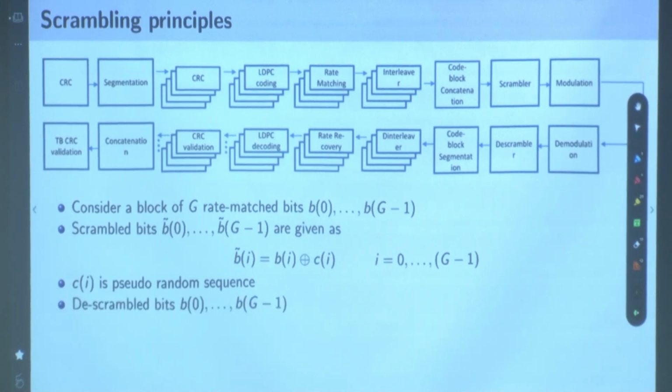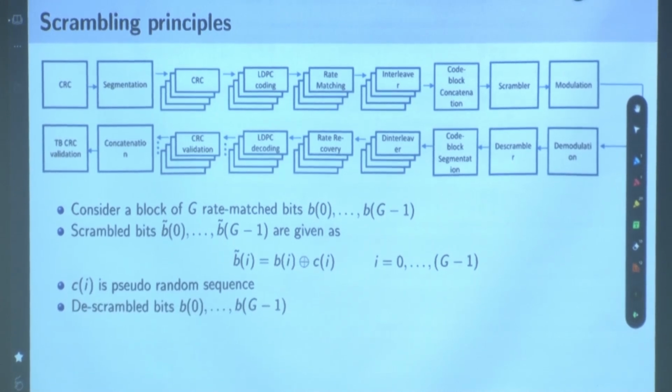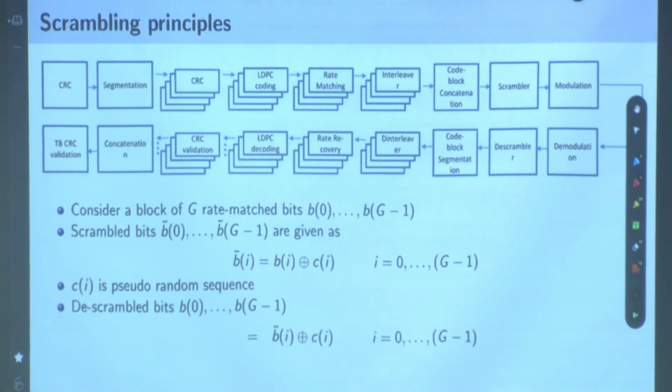Now you not only need this code at the transmitter, but you exactly need to know this code at the receiver also, because how are you going to descramble these bits? You are going to get this scrambled sequence, and then you are again going to scramble it with the same sequence, c of i. This is the scrambled sequence, and this is the code with which you scrambled at the transmitter. Now what is this b tilde of i? b tilde of i is b of i scrambled with c of i. You just substitute it over here.